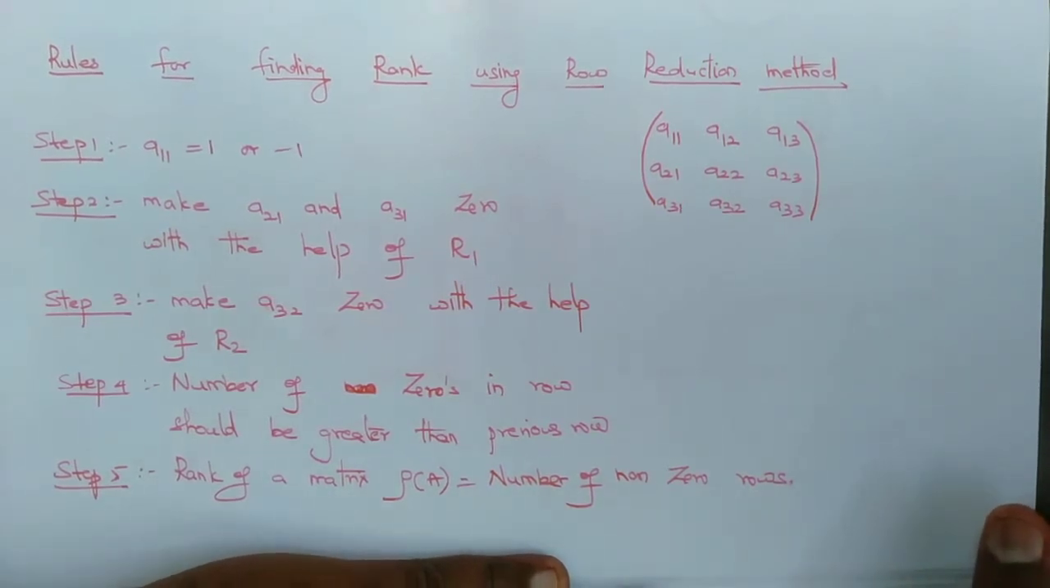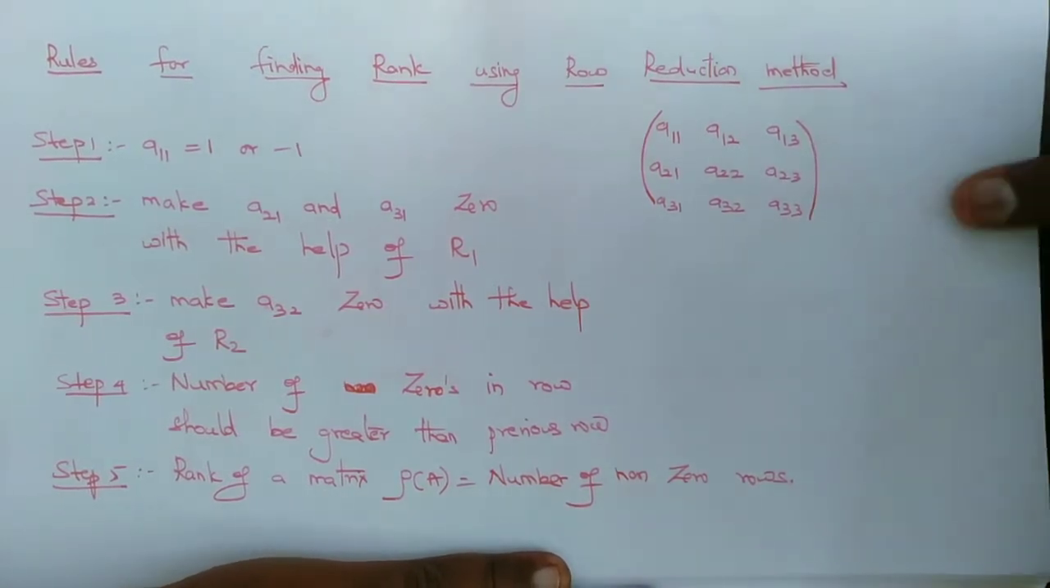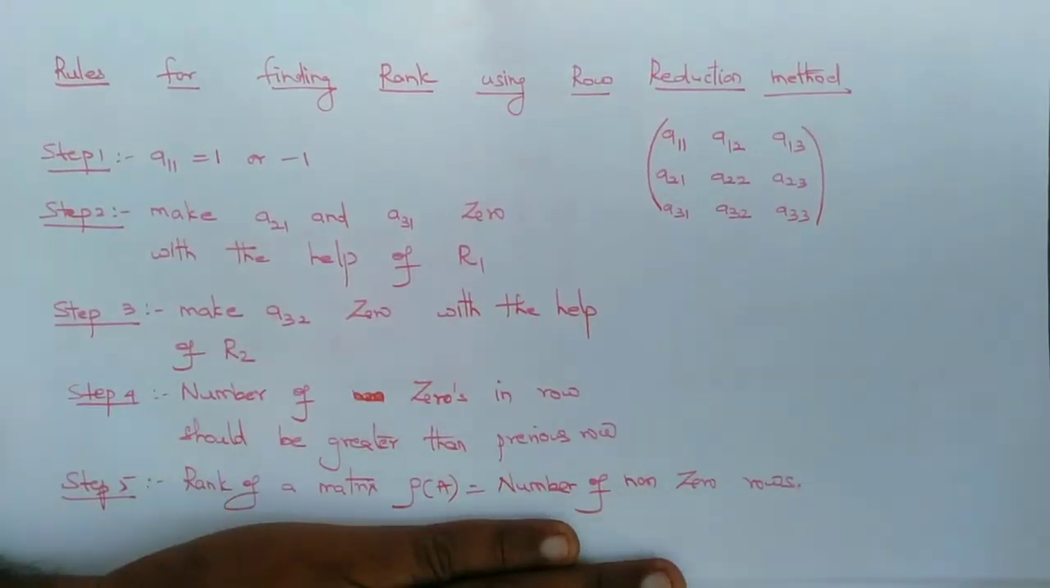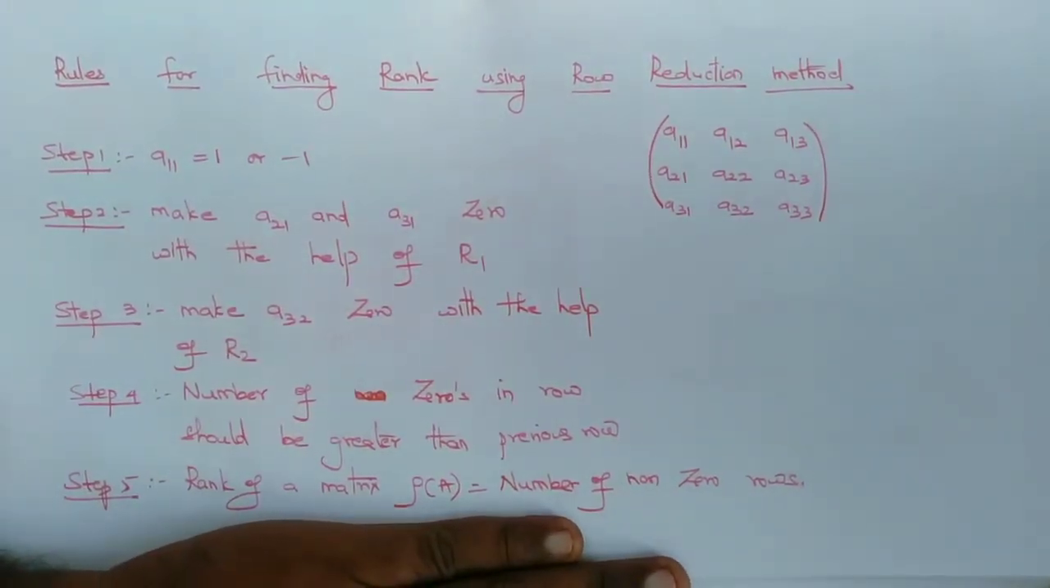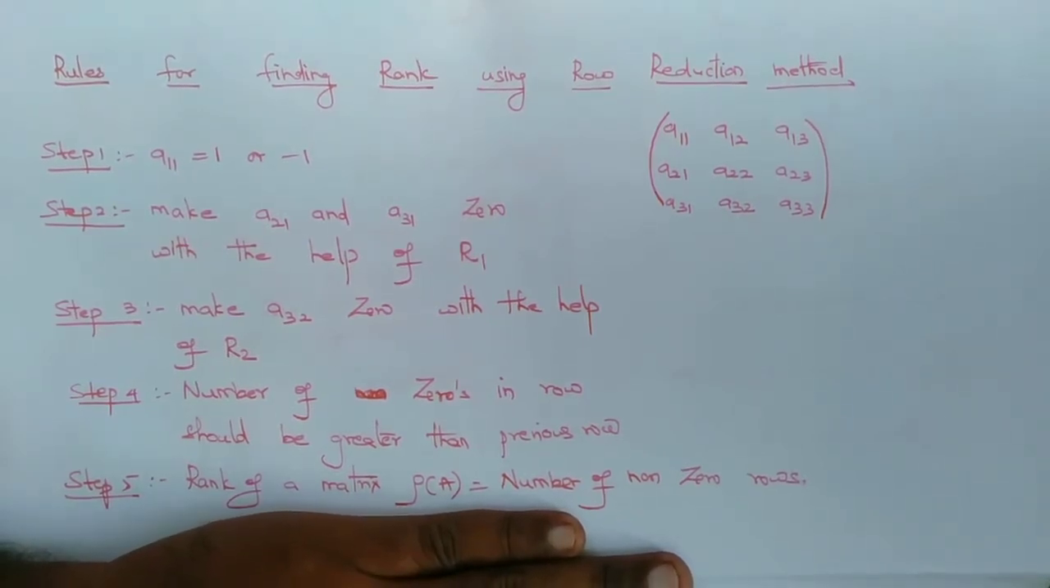Next, finding the rank of a matrix using the row reduction method. This method is very important for higher standards. Using this method only we can solve Exercise 1.5, the Gaussian elimination method. Without knowing this method, we can't solve the Gaussian elimination method. So students, please try to understand.